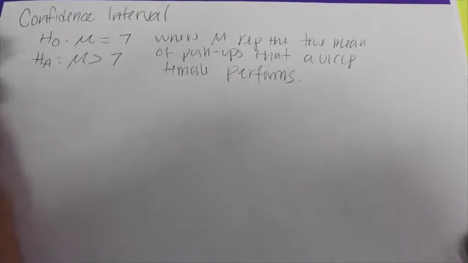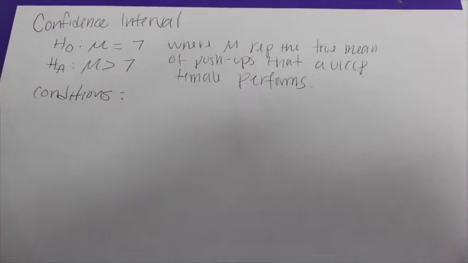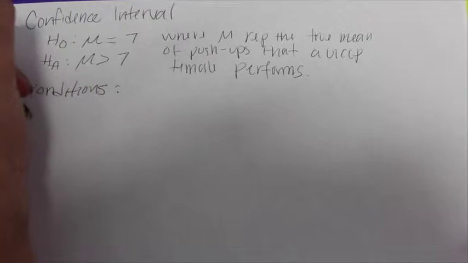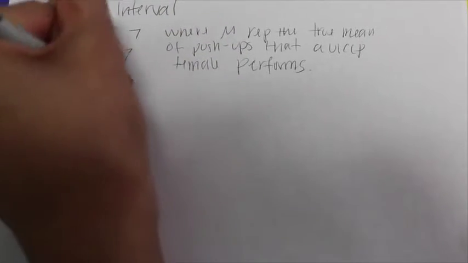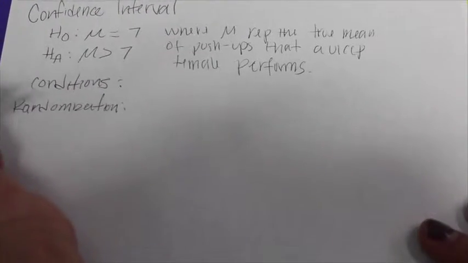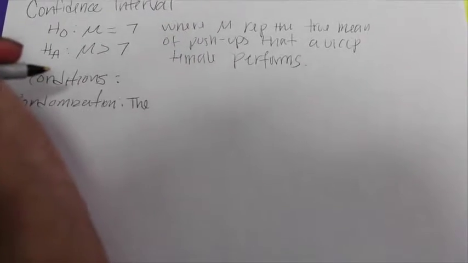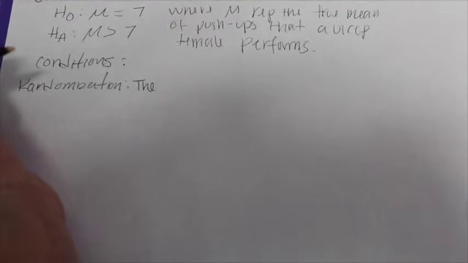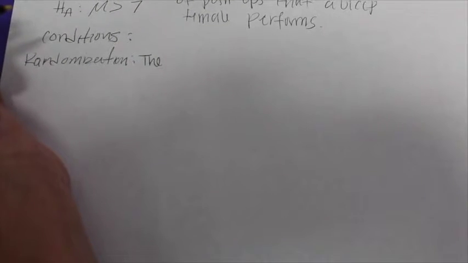Okay, once we have that, we have to state our conditions. We have our randomization condition. And here we have to state that the 10 females were randomly selected, and we conducted a SRS using all the data from all the UICCP students, and we used a random number generator, and we picked 10 females.